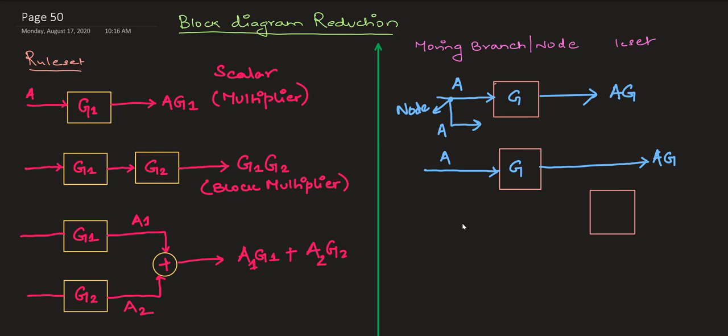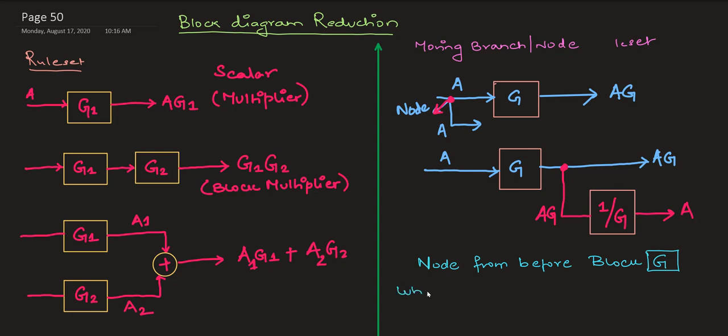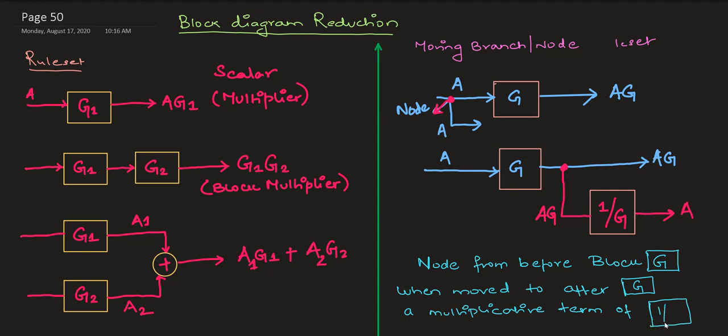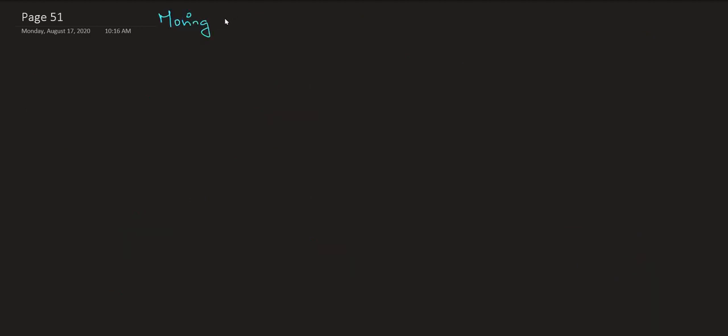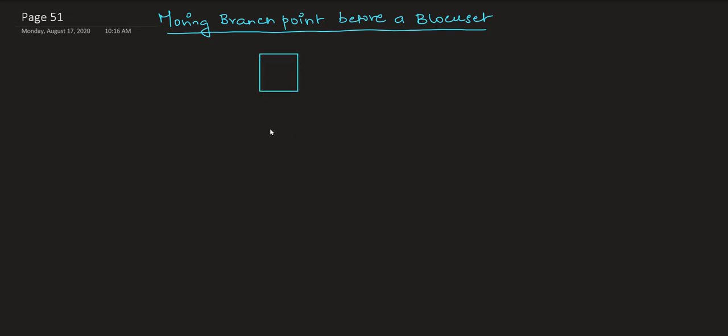So for the next rule set, we are looking at moving your branch point to either before or after your system block G. The first example is shown where your node is at the position shown by the red dot. It's before the system G, and the simplification is taking that node to a point after your system G, and that introduces an additional cascade block of 1 by G. This may look complicated because in the previous stage our infrastructure had only one block. At a later stage you have two blocks, but in the overall simplification of your block diagram systems, this is still considered a much simplified version of your original system, as we will see in the examples today.